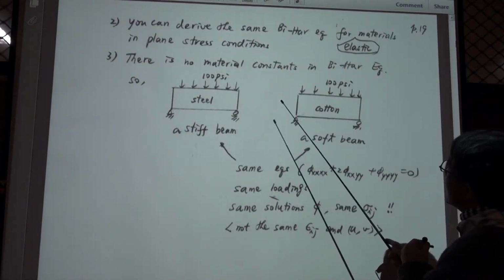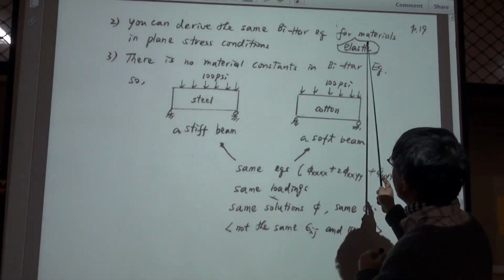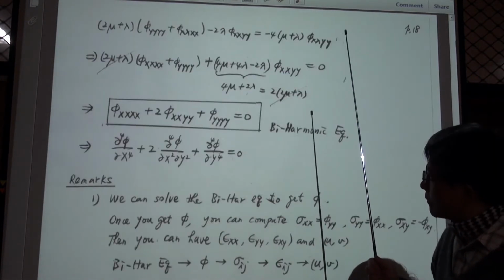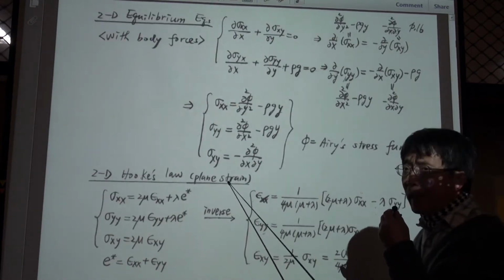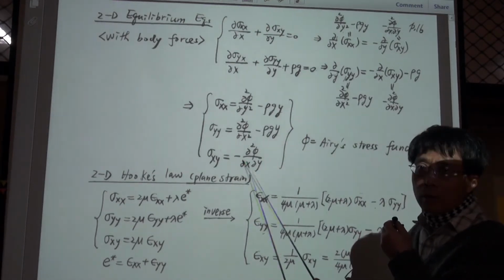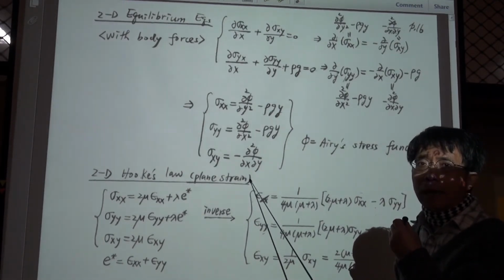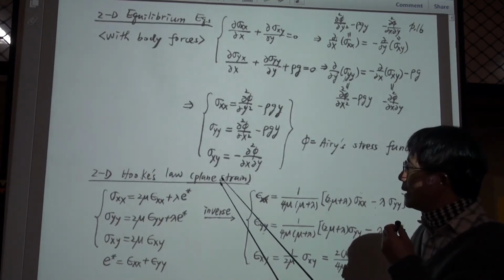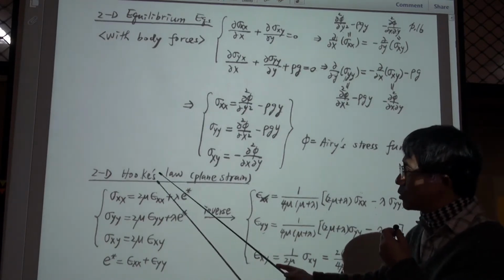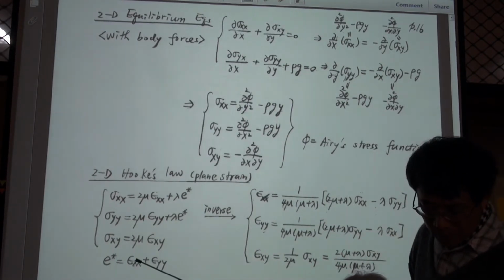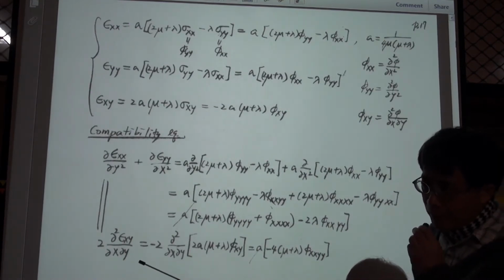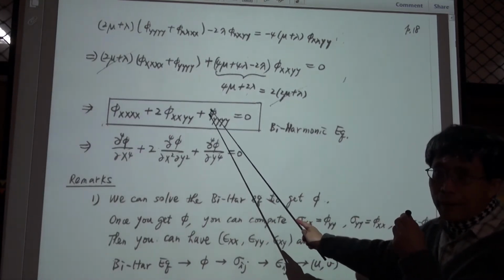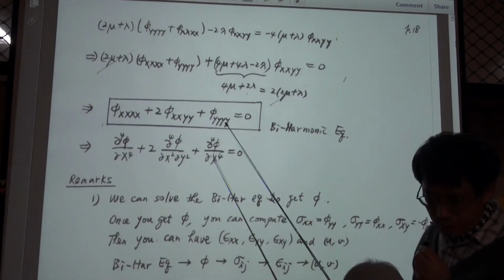Now, you can derive the same biharmonic equation for the plane stress case. See here, we use the plane strain Hooke's law, right? But I want to tell you, you can repeat the same procedure for plane stress Hooke's law too, okay, without trouble. And you will get the same equation. This one. You will also get this equation by considering the plane stress situation.